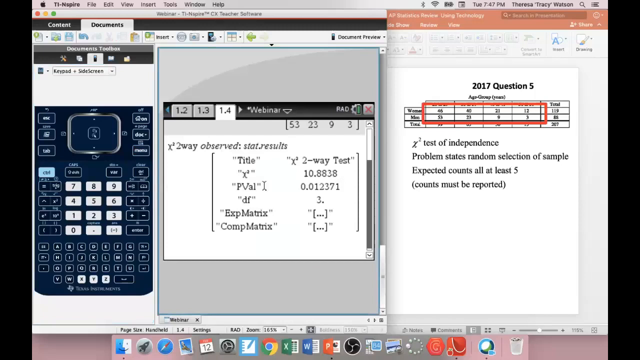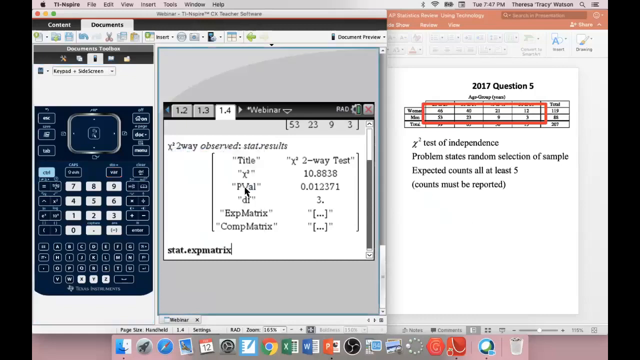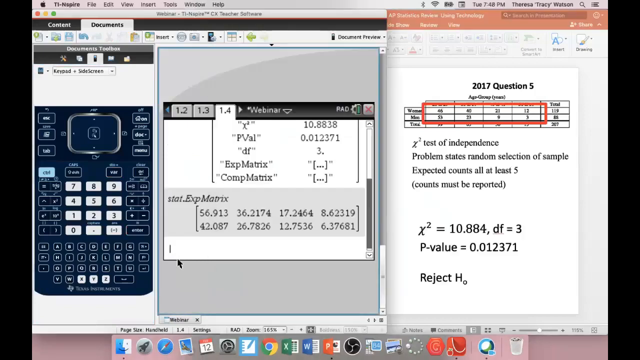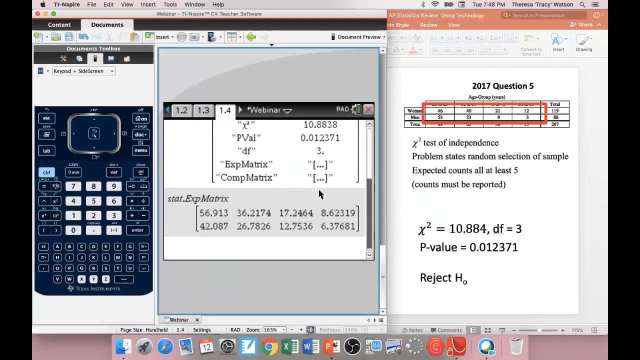I've got my value for chi-squared, my p-value, my degrees of freedom. Now here it doesn't show my expected matrix, which is what I need to report for one of my conditions. But if I hit var, notice how my variables have changed, and I have a stat dot expected matrix. That's where students go to actually see the expected matrix. And they can record that down when they're checking their conditions.